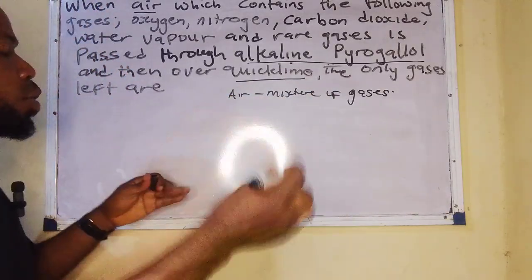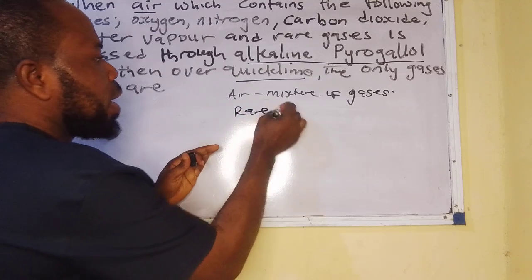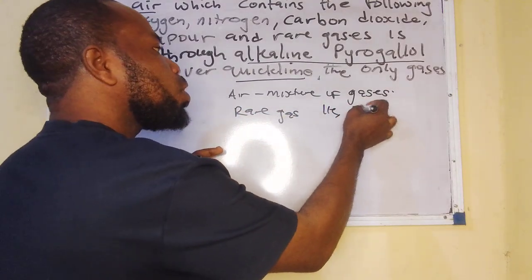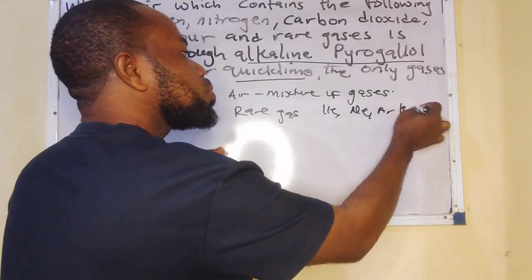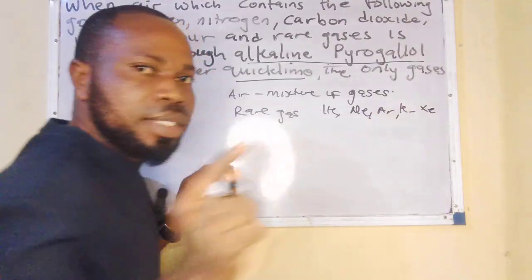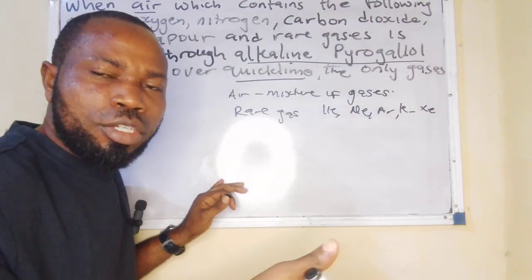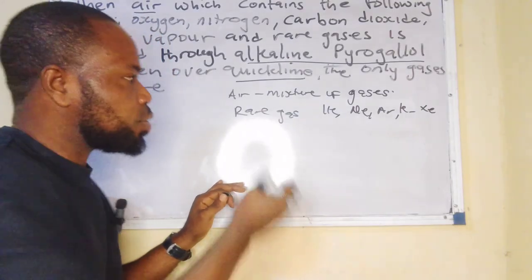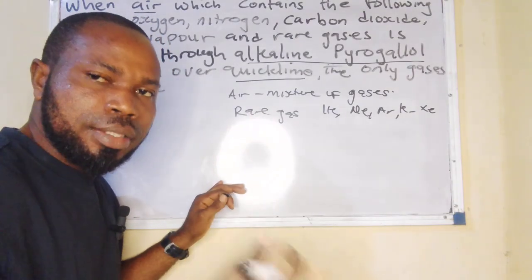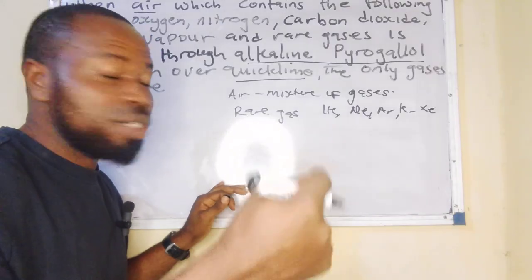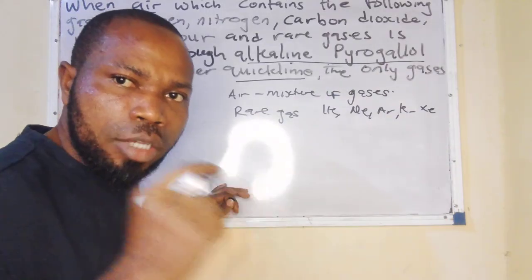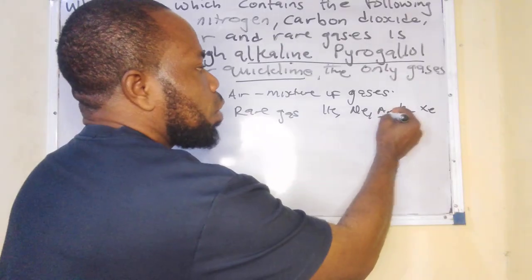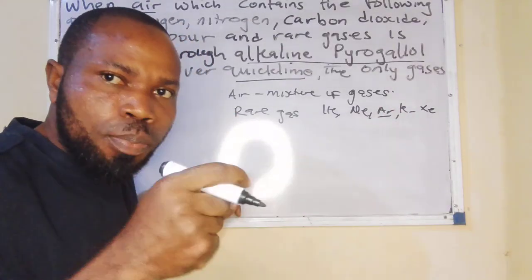Talking about the rare gases that are found in air, be very careful: we have helium, neon, argon, krypton, and xenon. Now, there's a question that usually comes out in the examination. They'll say, which of the following is the most abundant noble gas? Of course, the rare gas is also regarded as noble gas. So which of them is the most abundant noble gas in air? Please pay attention that the most abundant noble gas in air is argon.